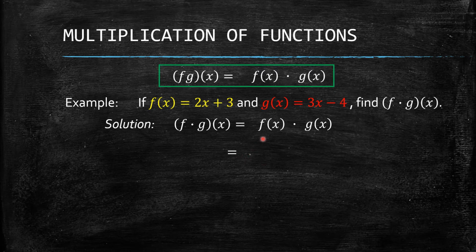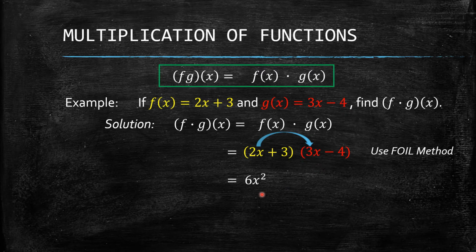Next is to substitute the values. So for f of x, the given is 2x plus 3 times the g of x, which is 3x minus 4. Now, on this part, to multiply this, 2x plus 3 times 3x minus 4, we will use the FOIL method. First, outer, inner, last. So let's have 2x times 3x. The answer is 6x squared.